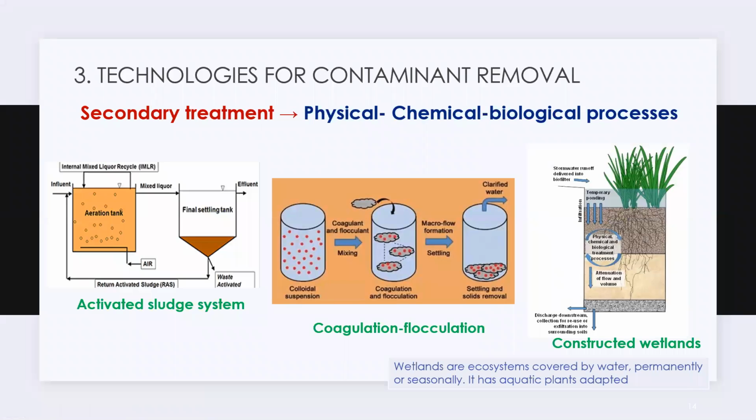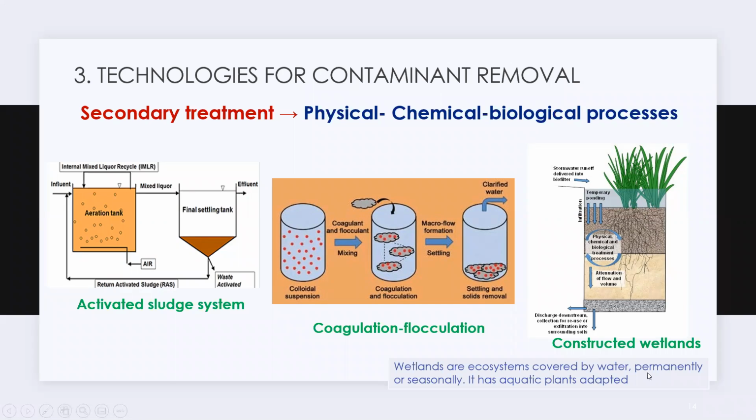In secondary treatment, you just don't do that. You use physical, chemical, biological processes to remove different types of contaminants. You take away the large solids, and then you try to remove the smaller contaminants, the molecules, the pathogens that you have in water. For that purpose, you can use conventional technologies, activated sludge systems, coagulation, flocculation. That is going to be very useful in some cases. But you can also use non-conventional technologies.